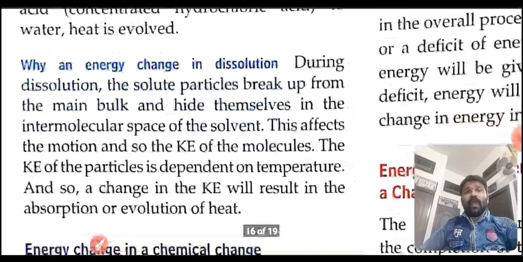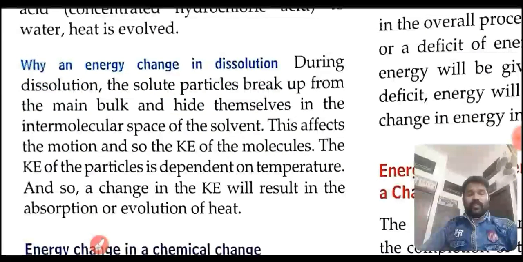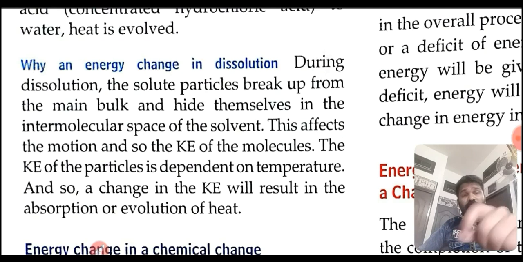Now, why is there an energy change in dissolution? During dissolution, the solute particles break up from the main bulk and hide themselves in the intermolecular space of the solvent. This point we have already discussed.